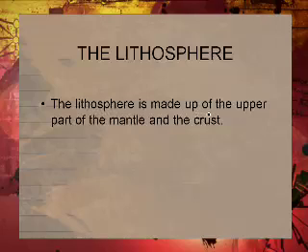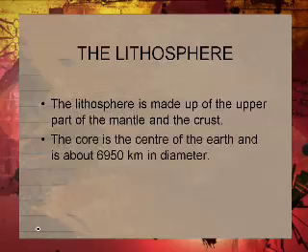The lithosphere is made up of the upper part of the mantle and the crust. This is where the lithosphere is. The upper part of the mantle and the crust. The core is the center of the Earth, and it's about 6,950 kilometers in diameter.